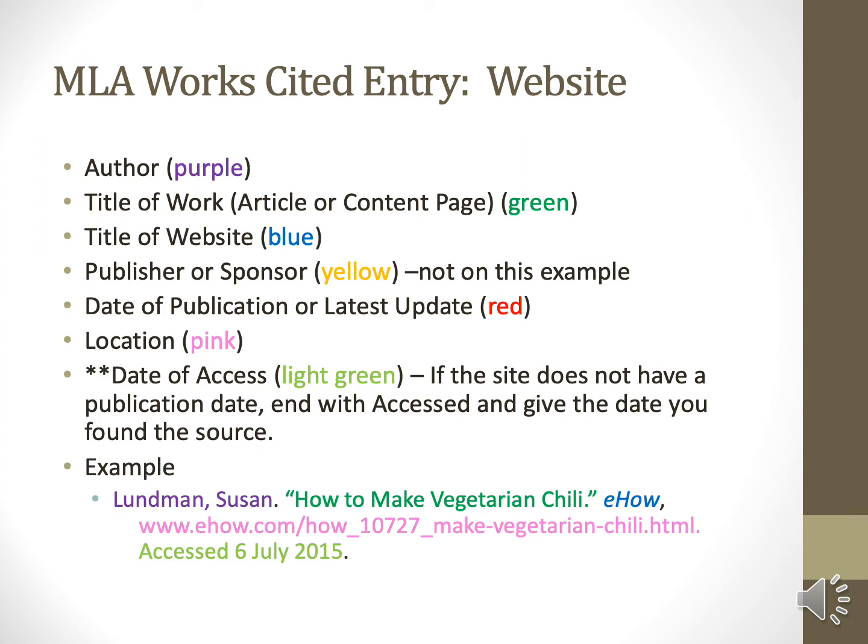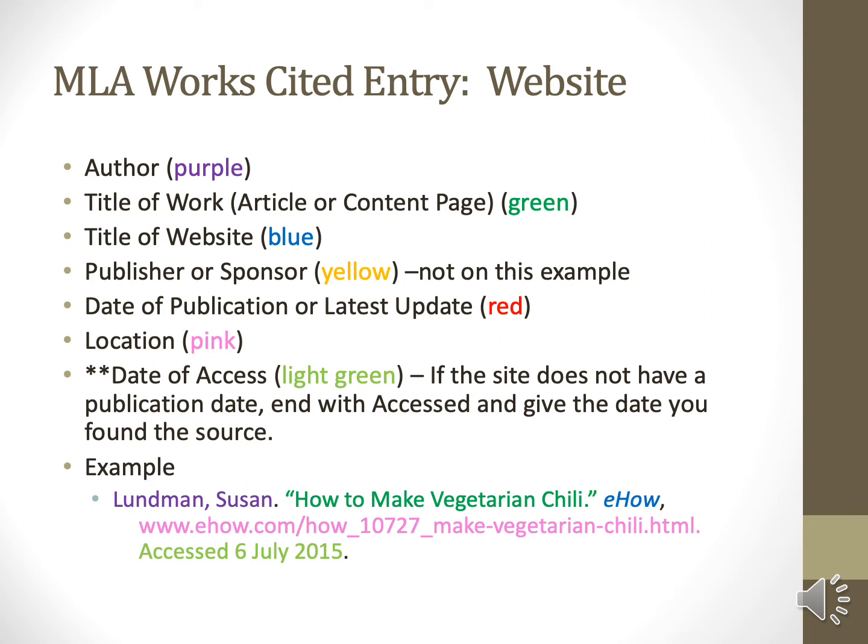Most of your sources will probably come from the internet. Here is an example of how to correctly cite internet sources in a works cited entry. The author is in purple. Sometimes the author will not be available or will not be seen, so you will leave that information off if that's the case, and you will begin with the title of the work. That's the article or the content page. It will be in green and will be surrounded by quotation marks.